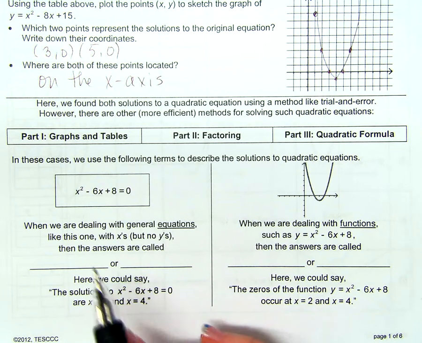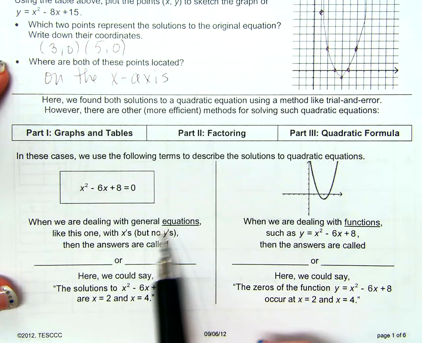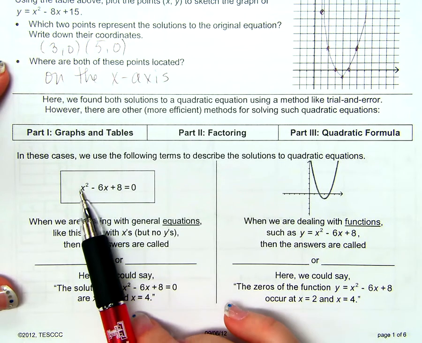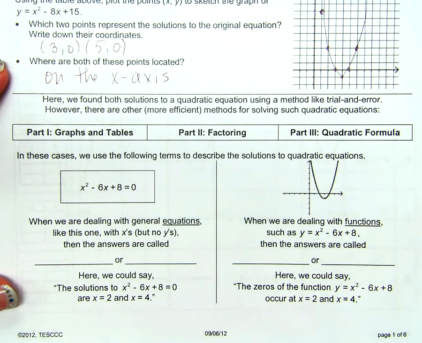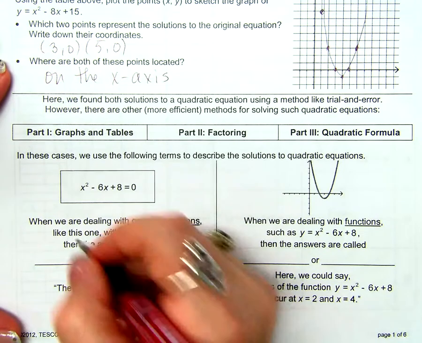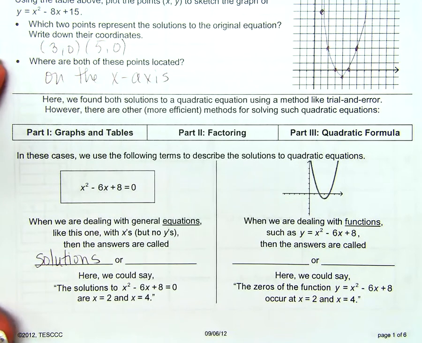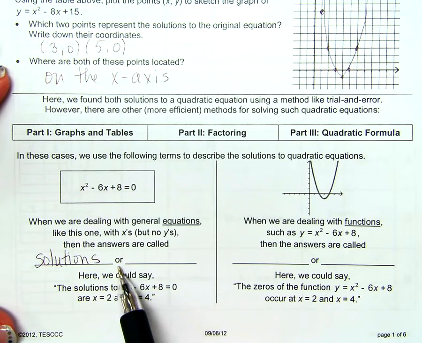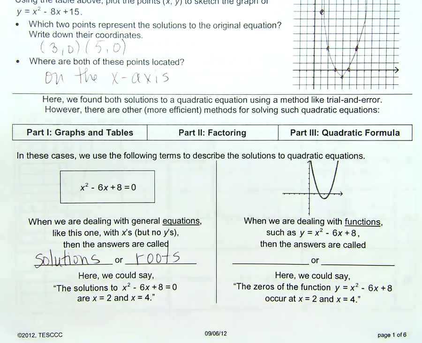Here's what I mean. When we're dealing with this type of general equation, there's only x's, right? No y's. There's only one variable in this equation. The answers are called solutions, which is what we called them yesterday, or what? Roots. Why are they also called roots? I have no idea either.